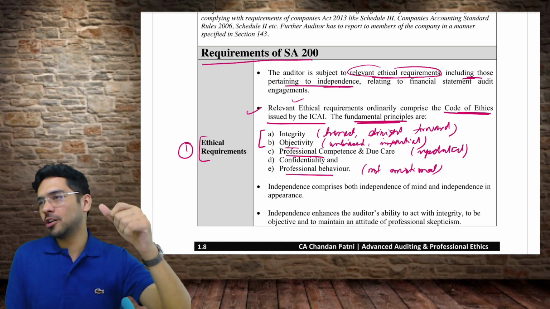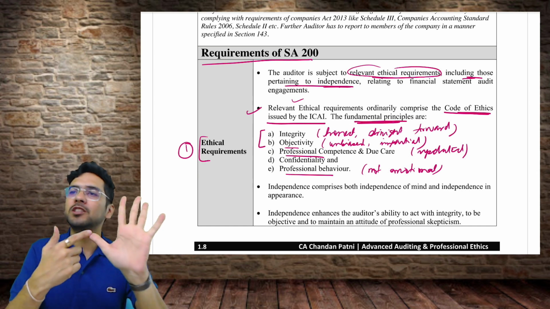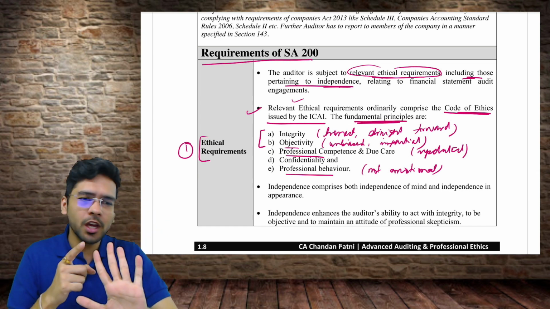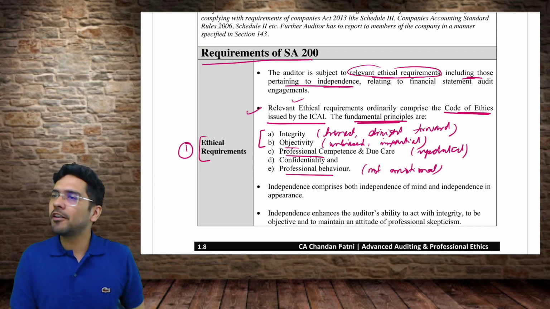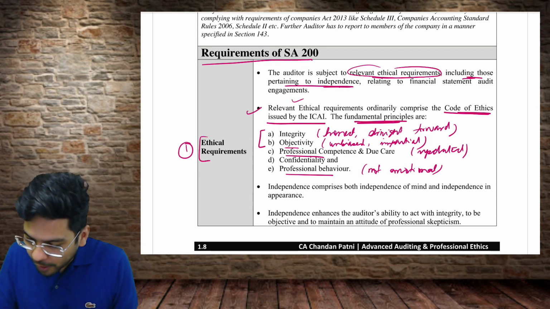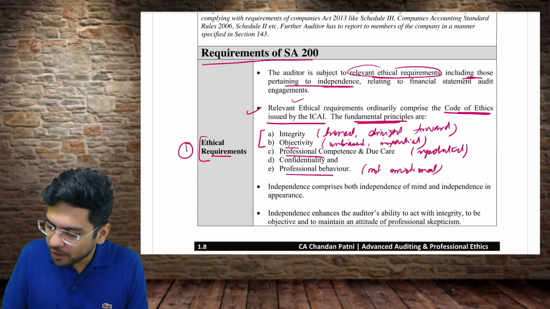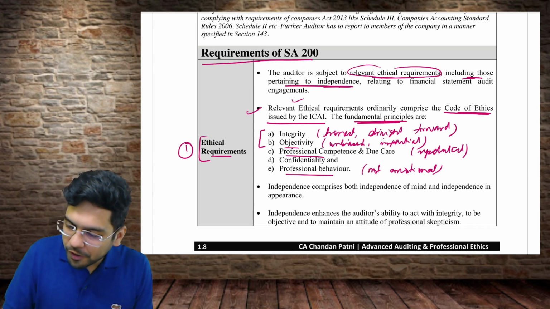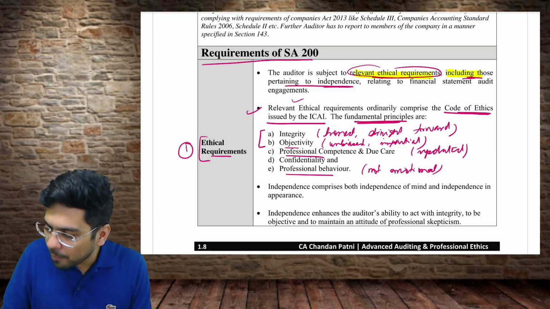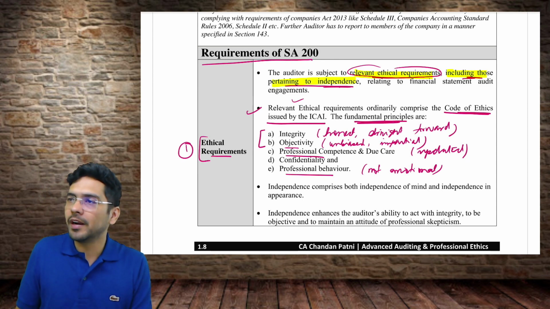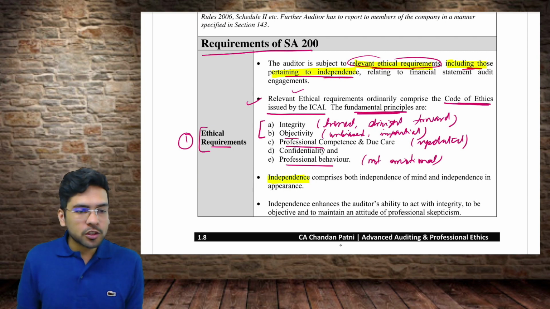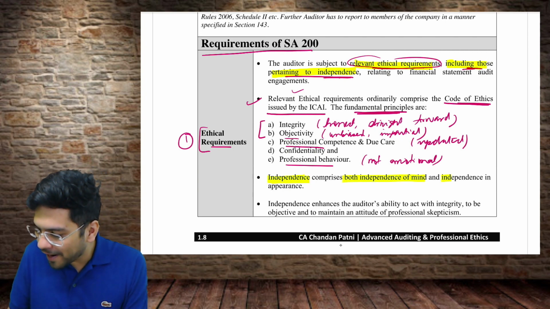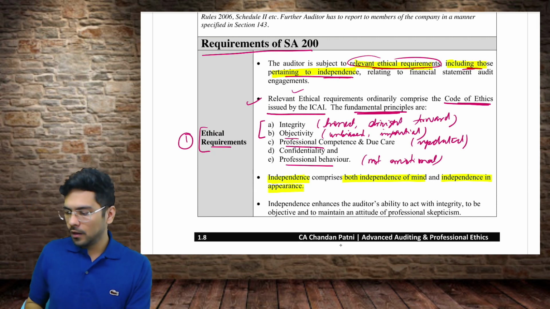So under the first requirement, ethical requirements, what are the 5 principles? Number 1, integrity, objectivity, professional competence and due care, confidentiality, and finally professional behavior. Because this ethical requirement point says the auditor is subject to relevant ethical requirements, including those on independence. So we are now going to cover some points with respect to independence. When I say independence, please understand, independence comprises both independence of mind and independence in appearance.